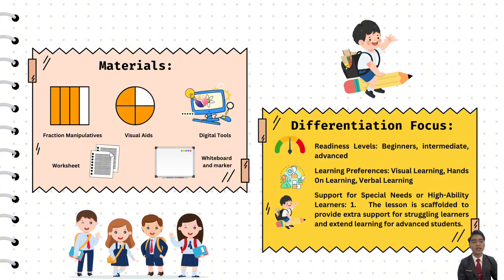The first one is the readiness level. There are three levels of readiness: beginner students, intermediate students, and advanced students. Second is learning preferences. Some students are visual learners, some are auditory learners, and some are verbal learners. And the third is support for special needs or high ability learners. The lesson is scaffolded to provide extra support for struggling learners and extend learning for advanced students.